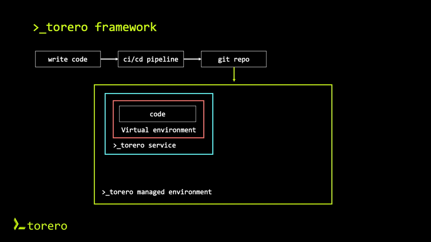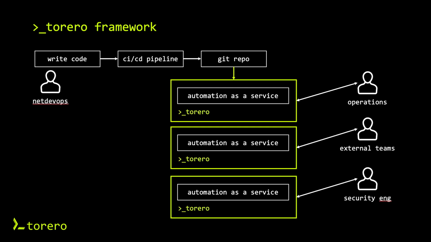Torero takes the code, it then puts it in a specific virtual environment designed just for that code, and then it creates a service around that. And that service is then something that can be given and distributed to other people. It uses the same process that you would expect to do yourself manually, but does it all automatically and through a single binary. So what happens now is you have the ability to scale to different teams.